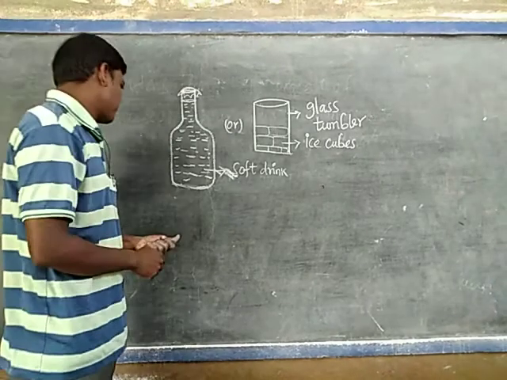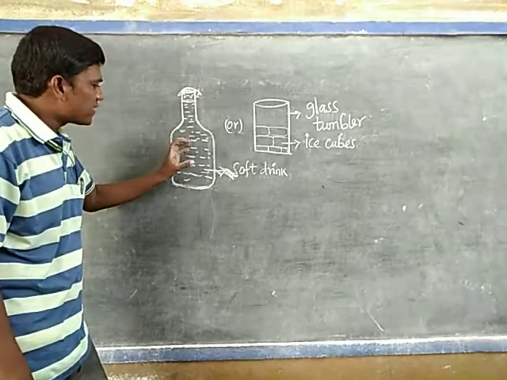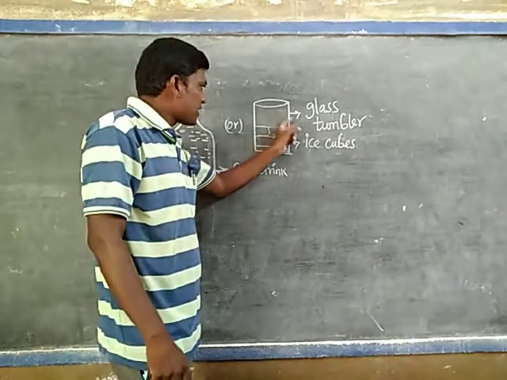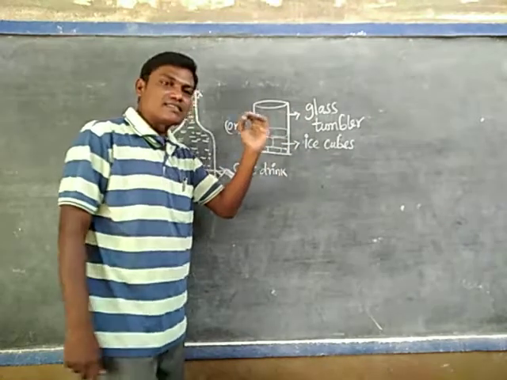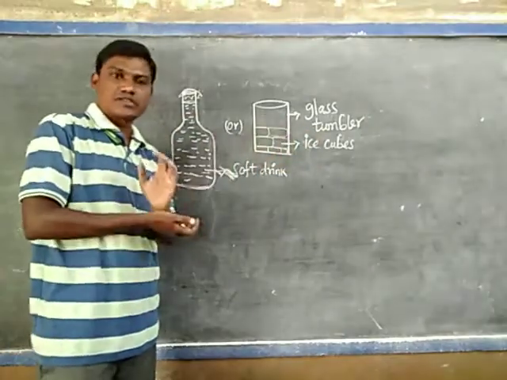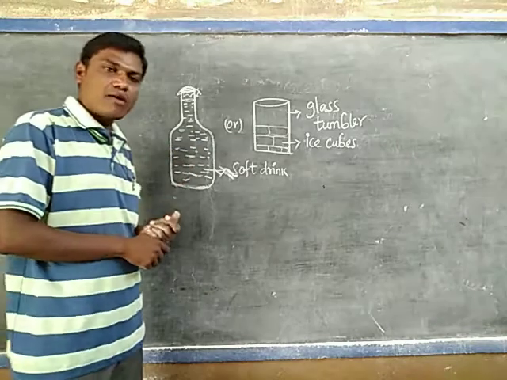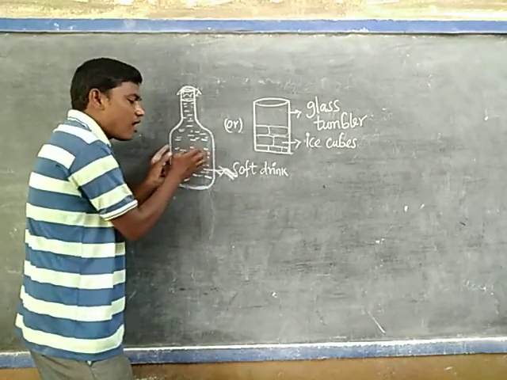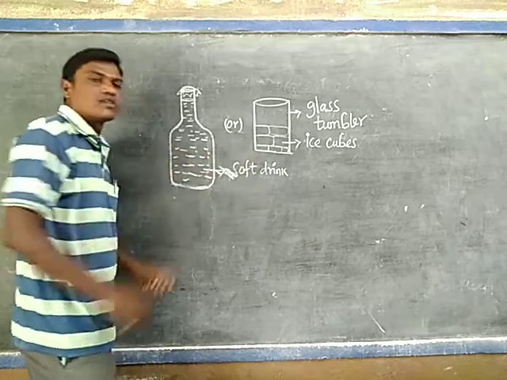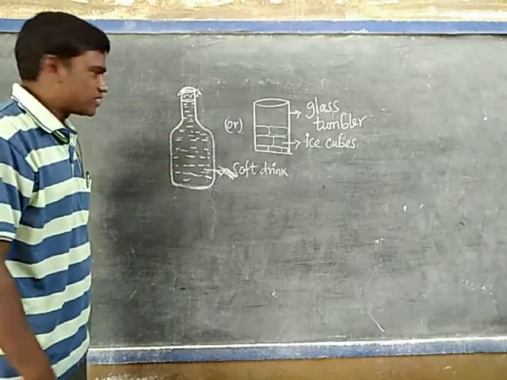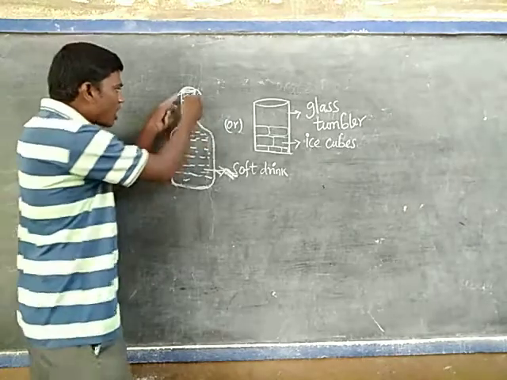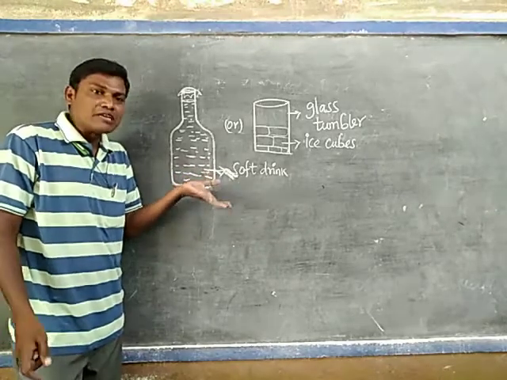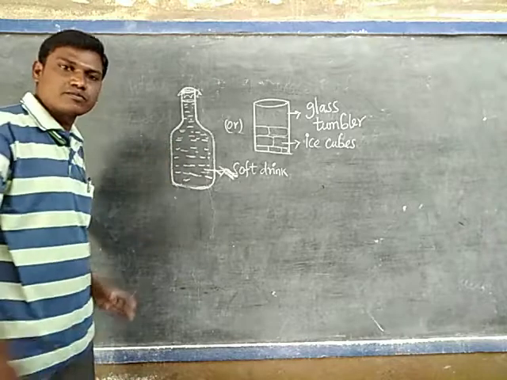First of all, we take either a soft cool drink bottle, or a transparent glass tumbler filled with a certain quantity of ice cubes. Either one we can consider and observe the phenomenon. Listen very carefully. First of all, I will explain both cases. We bring out a soft cool drink bottle from the refrigerator, or fridge, and keep it in an open place. Initially, we observe that on the outer surface of the bottle we don't see any tiny water droplets. It is a normal situation.